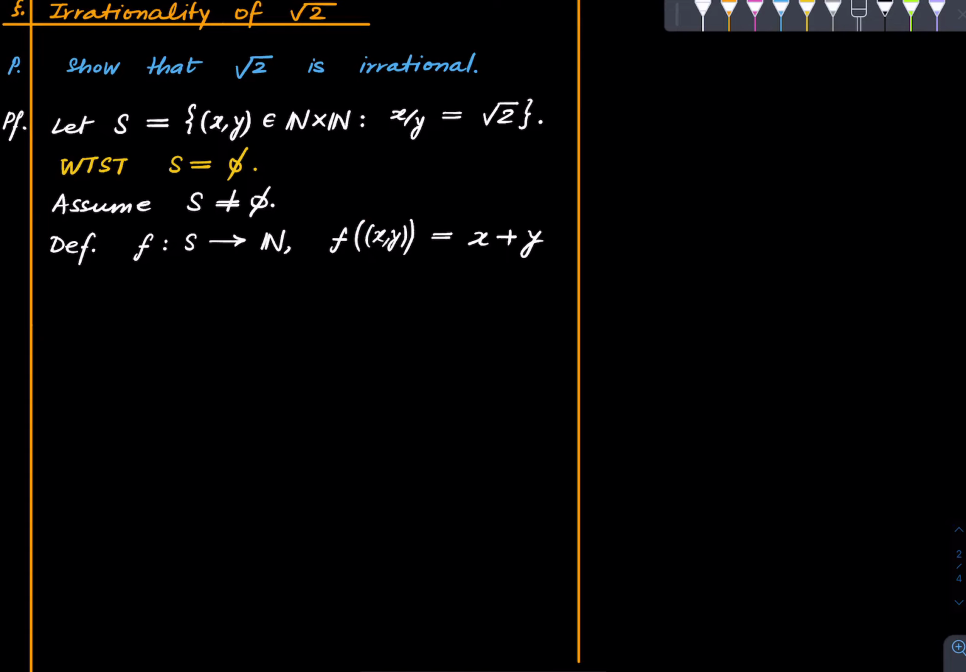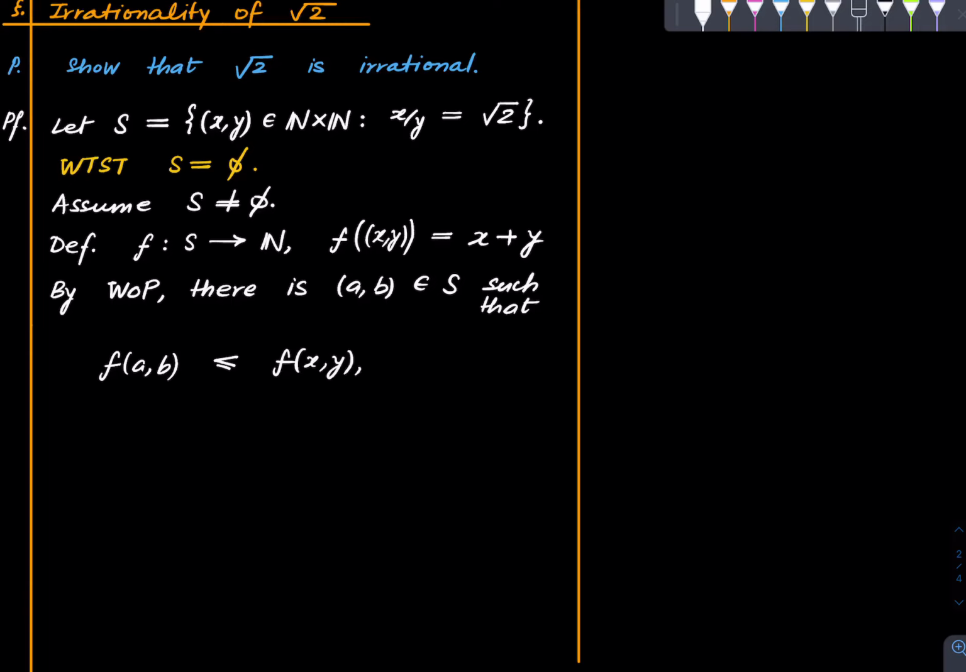Okay, so let's see. So now by the well-ordering principle, or the functional form of it, there exists an element (a, b) in S such that this is smallest possible. Again, when I write f(a, b), I really should be writing f((a, b)), but I hope you do not get confused. For all pairs in the set S. Okay, fine.